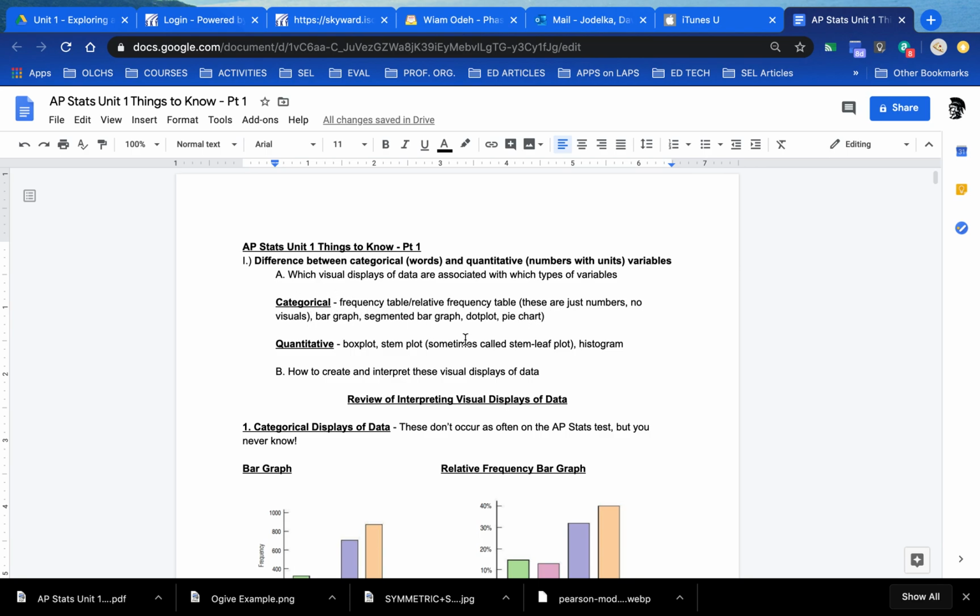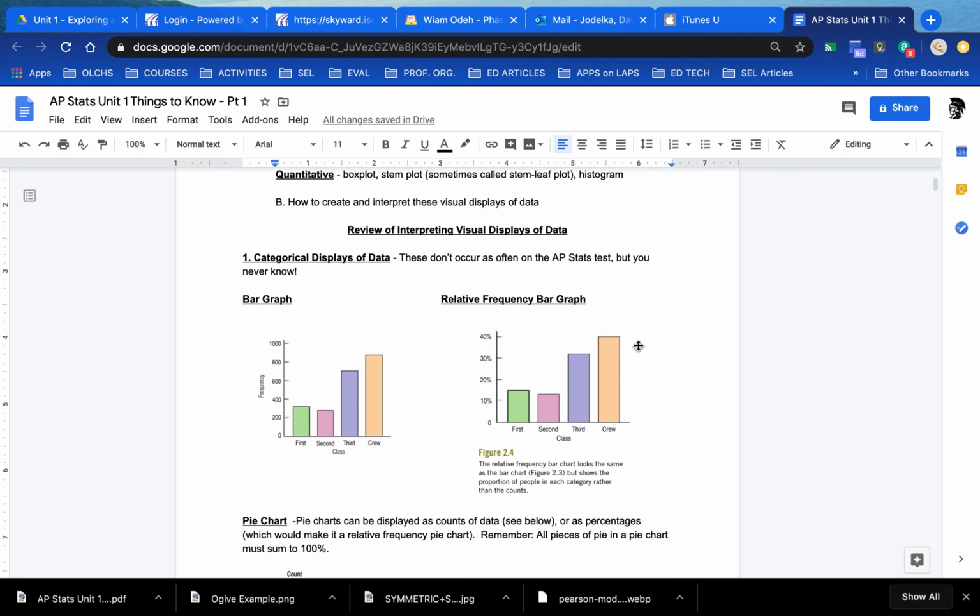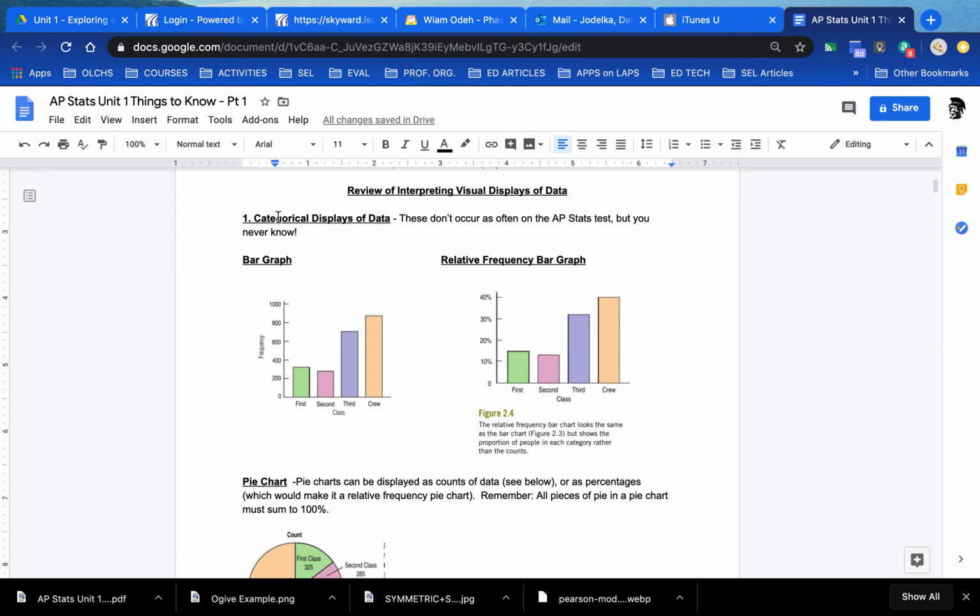The things that they might ask you to draw would be more quantitative in nature. Those are variables with numbers and units, and those include our box plot, stem plot, or stem leaf plot, and histograms. That's what you've primarily learned to graph, and that's probably what you'd be asked to produce if you had to produce a graph of any kind. So, that said, let's talk about a few things here, starting with categorical displays.